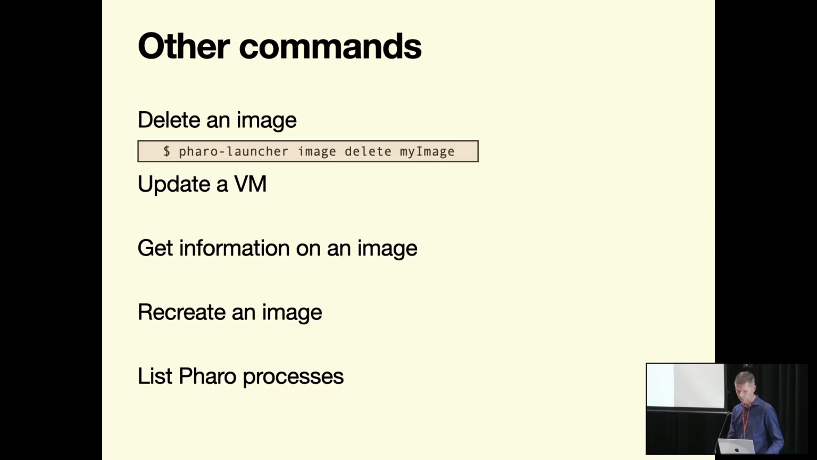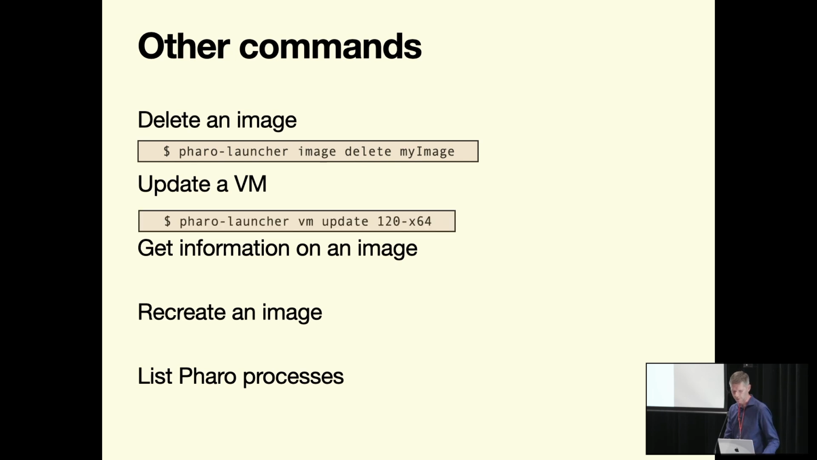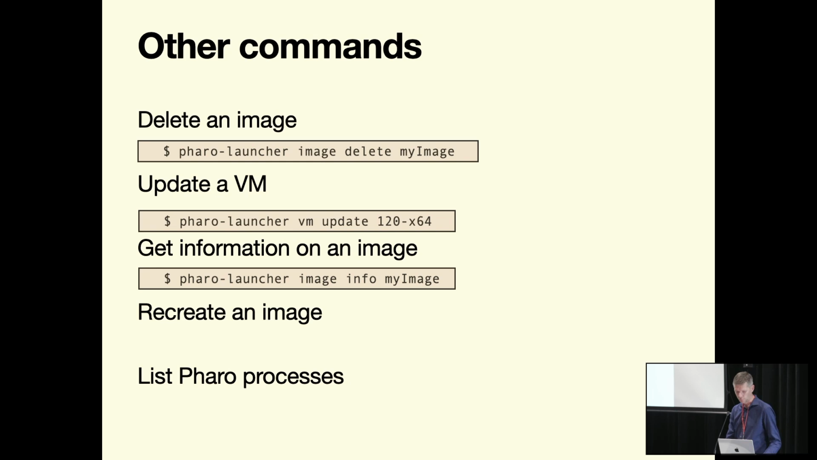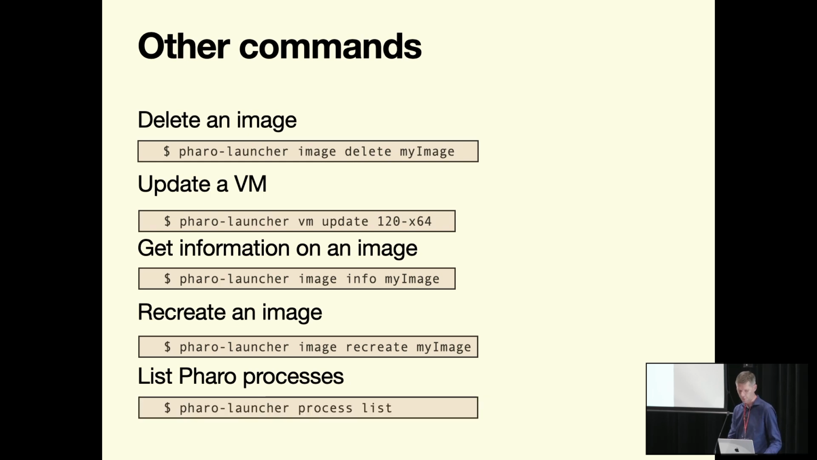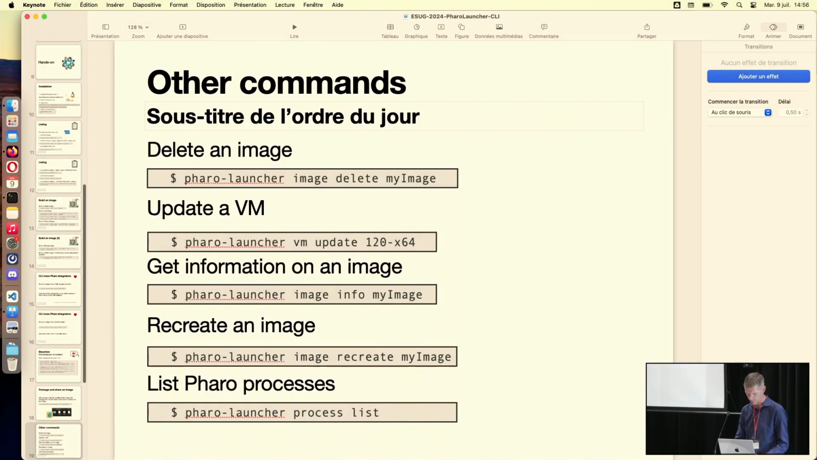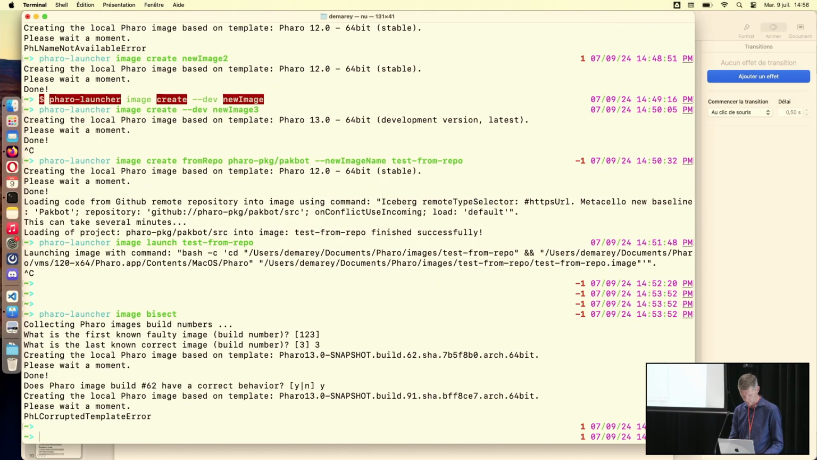We have other commands to delete an image, update a virtual machine, or get more detailed information on an image. If you want to recreate an image starting from the same template, these commands are already available on the UI. And you can list Pharo processes. I'll show you just this one.